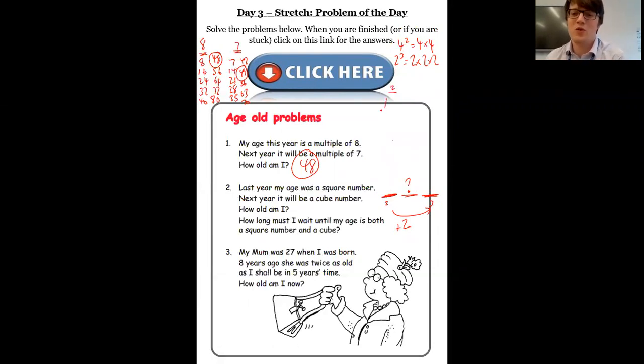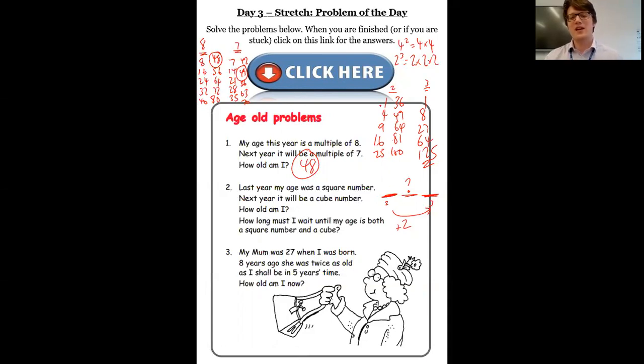1 squared, 1 times 1 is 1, 2 times 2 is 4, 3 times 3 is 9, 4 times 4 is 16, 5 times 5 is 25, 6 times 6 is 36, 7 times 7 is 49, 8 times 8 is 64, 9 times 9 is 81, 10 times 10 is 100. I'm going to stop there, because I think not many people are going to be much older than 100. Cube numbers: 1 times 1 times 1 is 1, 2 cubed is 8, 3 cubed is 27, 4 cubed is 64, 5 cubed is 125. Again, not going to go past that because no one's really going to be older than 125.